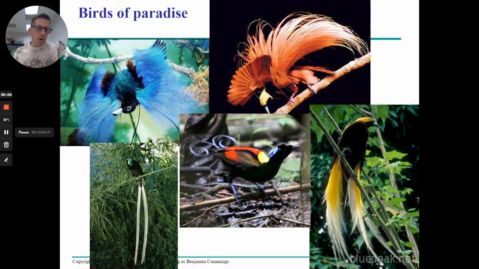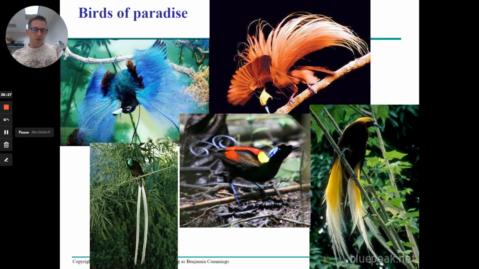One of the reasons that you see the drastic physical appearance of these birds is because of extreme intersexual selection driving extreme sexual dimorphism.